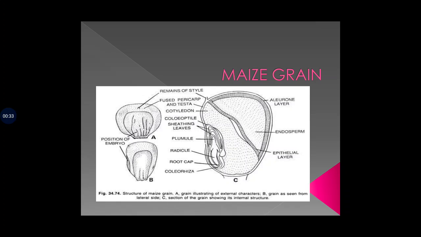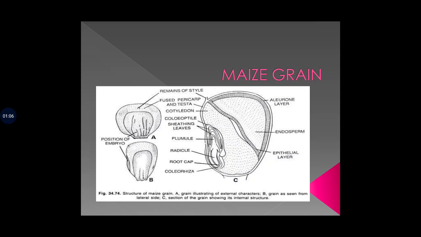Now in this module, I am going to take up the structure of the maize grain. Today I will discuss the maize grain and its structure, and a comparative account of the structure of the maize grain and the bean seed. Before I proceed, I would like you to recall what I have told you about the structure of the fruit and the bean seed.